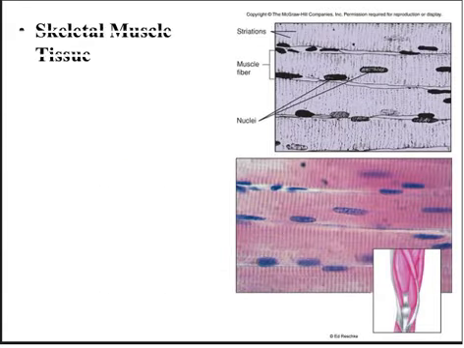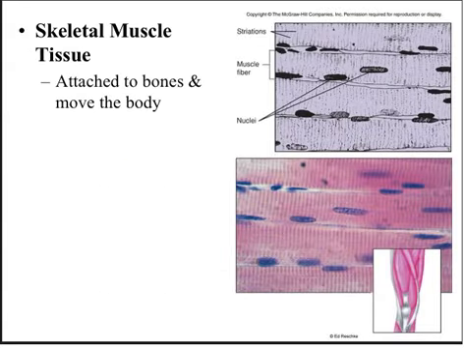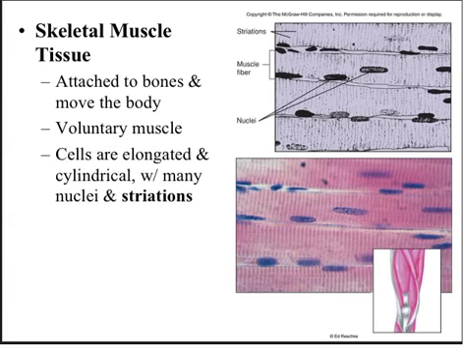Here's an example of what skeletal muscle looks like. It's attached to bone and it moves the body. It's under voluntary control, so we tell it what to do consciously. The cells are elongated, cylindrical arrangements with many nuclei and many striations.